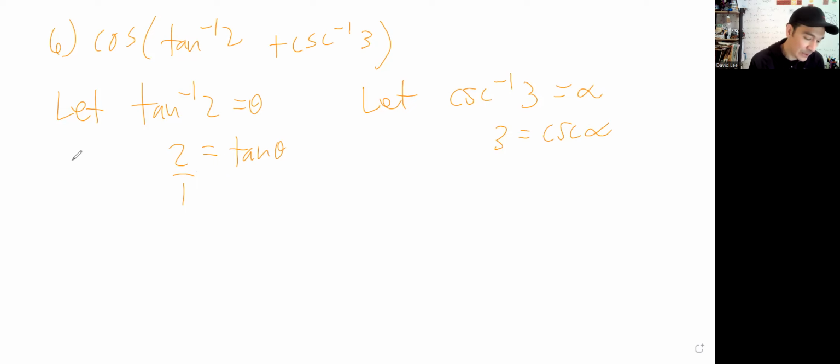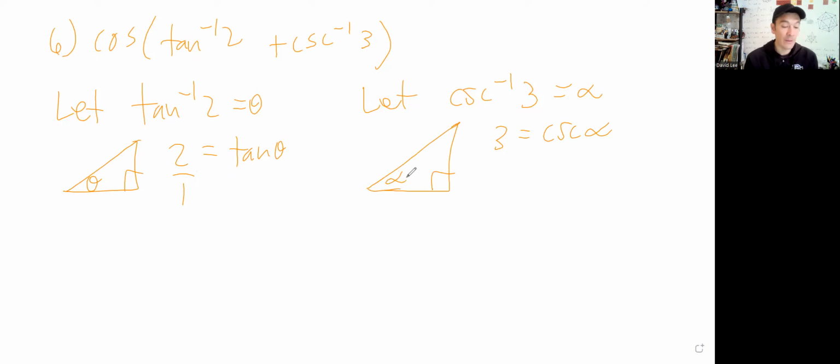Here is a little picture. Let me draw a right triangle. This one is for theta. And over here, this right triangle is for alpha. Now, theta, right there, that's theta. So here's its picture. Tangent is opposite over adjacent. So the opposite is 2. The adjacent is 1. And Pythagorean theorem for the hypotenuse.